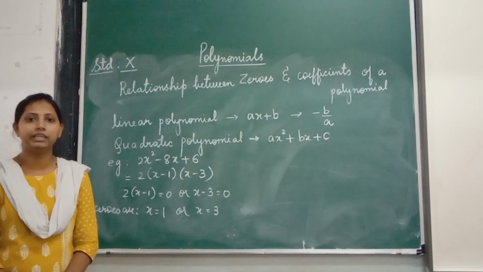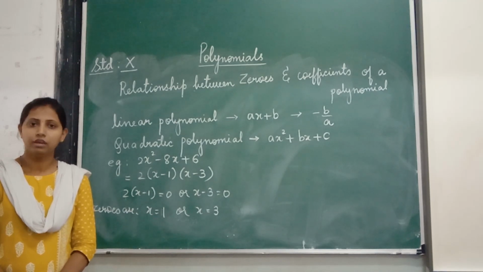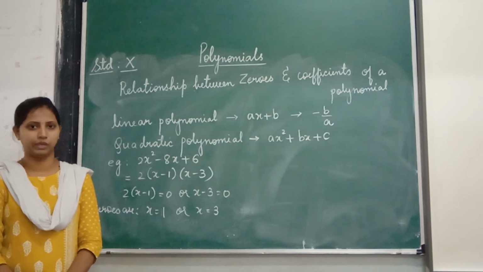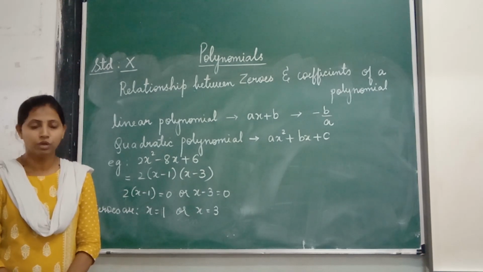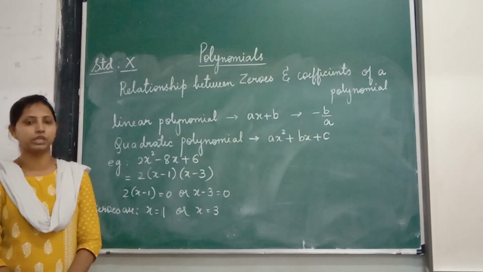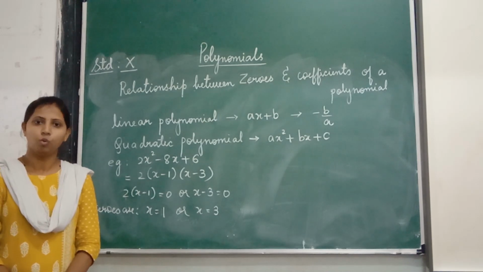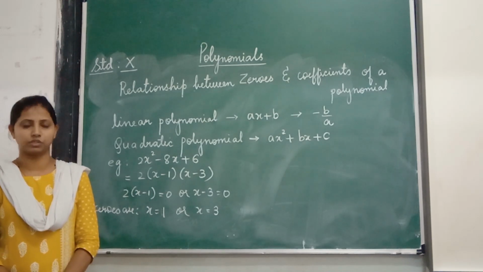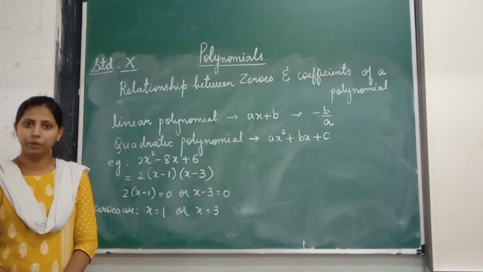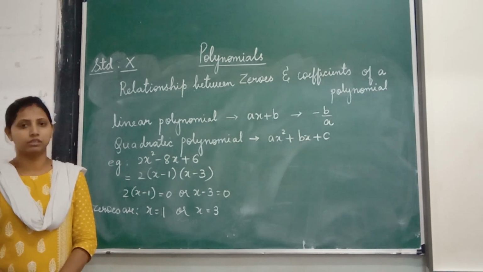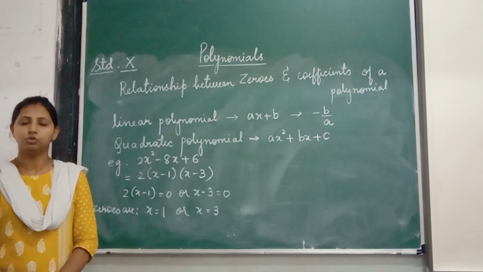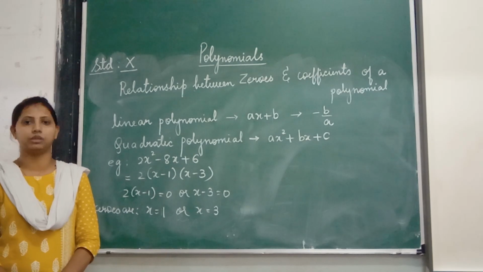As you know, a linear polynomial is of degree 1, which has only one zero. A quadratic polynomial is a polynomial of degree 2, which can have at most 2 zeros. It can have either 0, 1 or at most 2 zeros. A cubic polynomial is a polynomial of degree 3, which can have 0, 1, 2 or at the most 3 zeros.